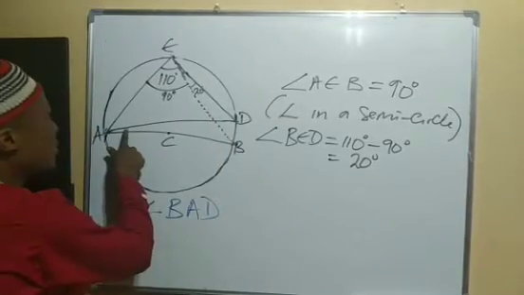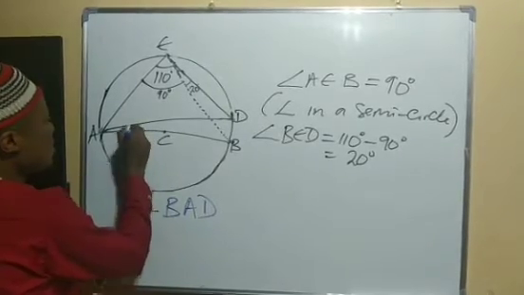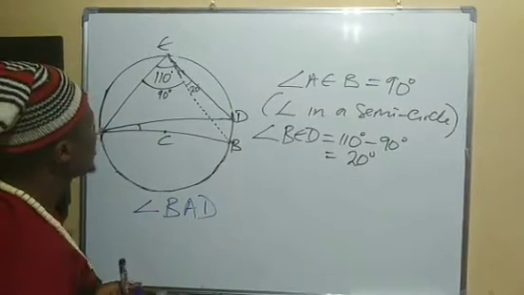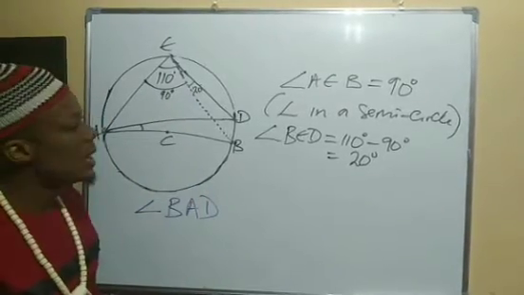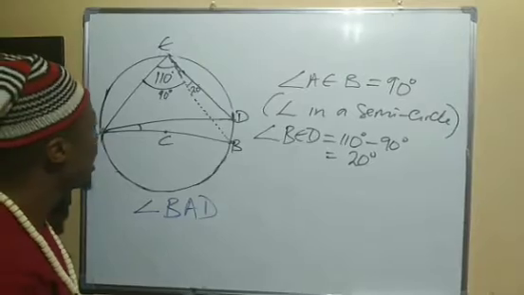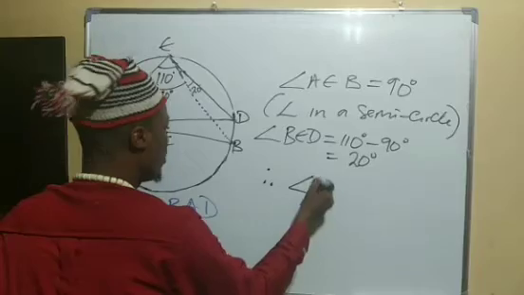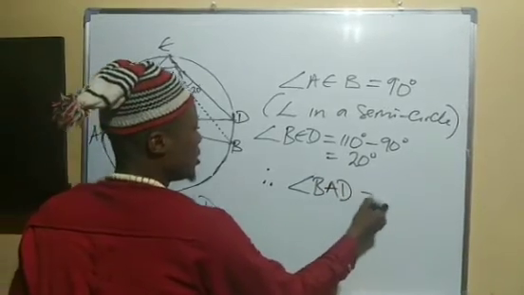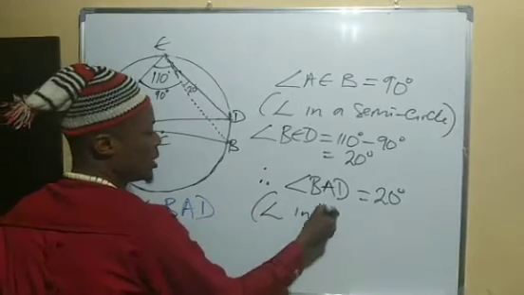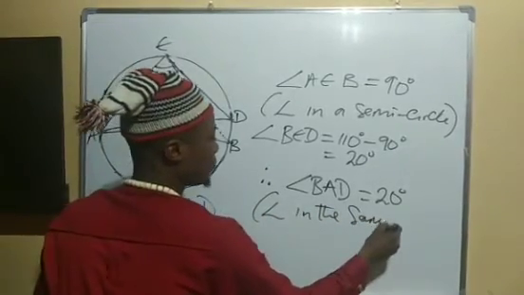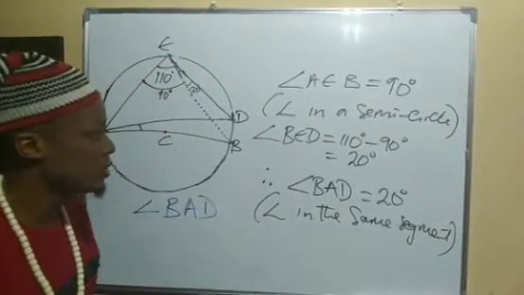But what we need is this angle here, angle BAD. If you know the circle theorem very well, you see that this angle here and this angle here are angles in the same segment. And angles in the same segment of a circle are equal. Therefore, angle BAD is equal to 20 degrees. Reason: angle in the same segment. So you've seen that these calculations are not difficult.